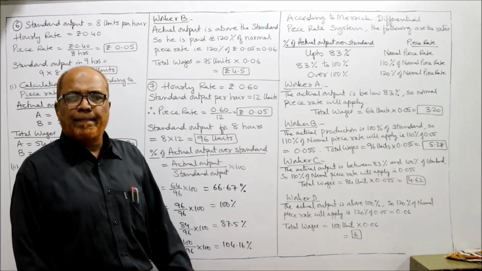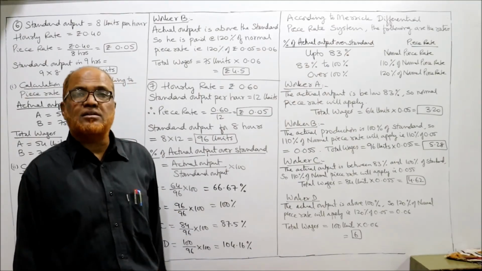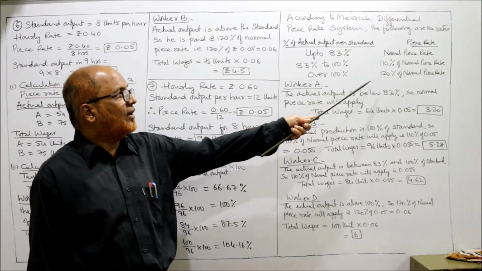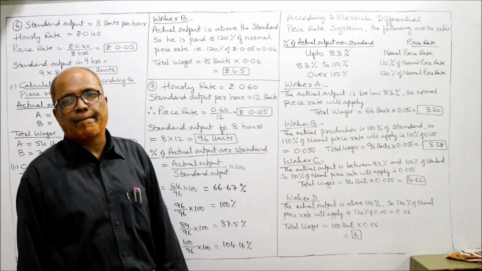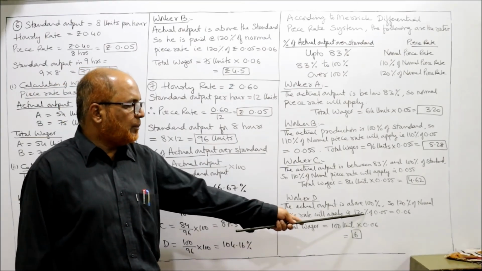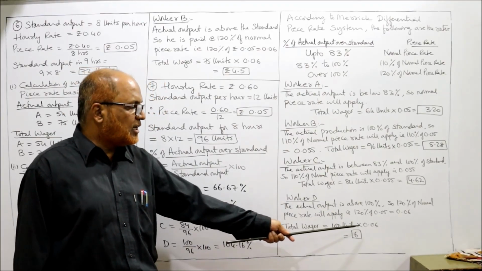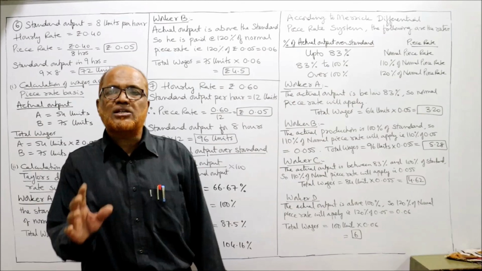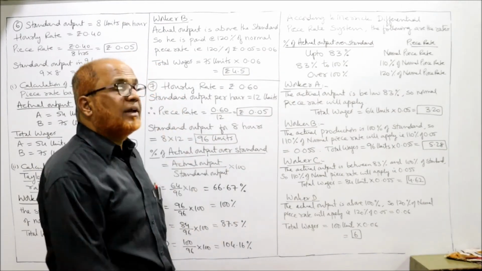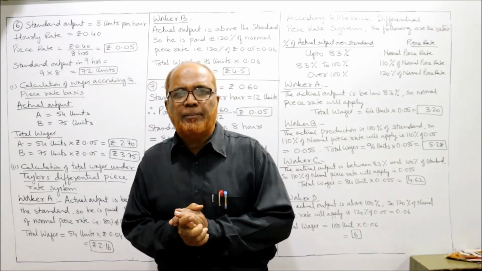Last one, worker D. His actual output is 104.16%. It is more than 100%. So over 100%, 120% of normal piece rate will apply. So 120% of 0.05, you will get 0.06. So 100 units into 0.06. 6 rupees are the total wages for worker D. So we have completed 7 main problems on labor.